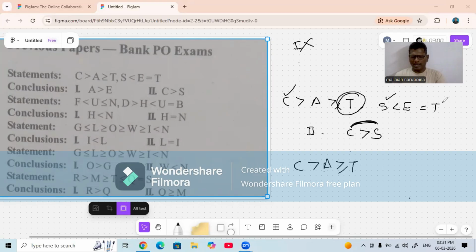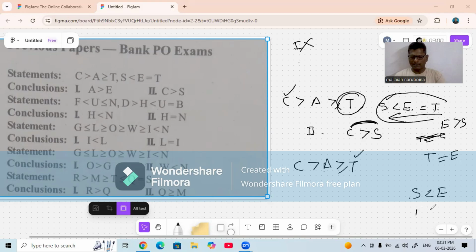So this I am taking. T is equal to T. Here T first is there. Here S, E, T. Now I have to start with T. So T is equal to S, I write in reverse order. T is equal to S. T is equal to E. Here it is given S less than or equal to E. We can write it as E greater than or equal to S.